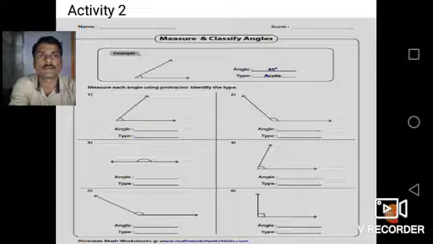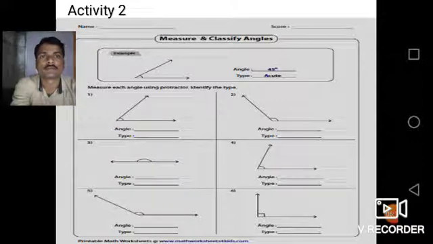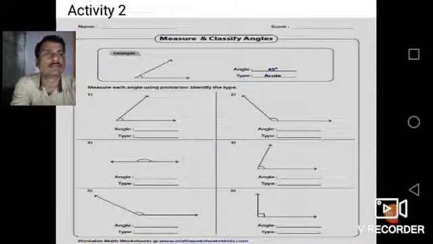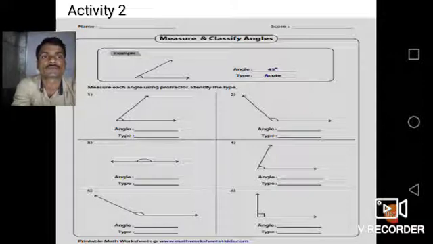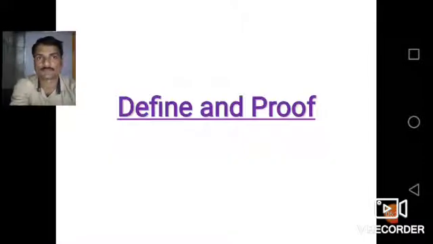Complete this activity. In this activity, only state which are the types of angles. Now we are going to define some concepts and prove some statements.